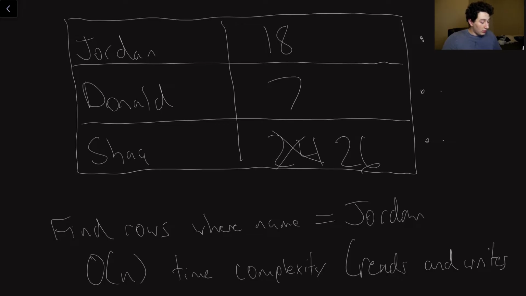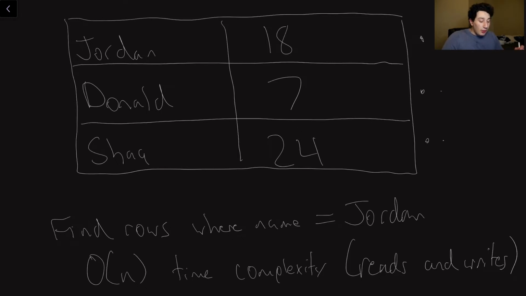Okay, so let me quickly erase this 26 and throw back our 24, because what I'm now going to show is a slightly better design of a database table that would allow us to improve at least our write complexity. So let's say this time, instead of editing Shaq, I want to edit Donald. Normally, in order to make that edit, we would have to find the row Donald in the table and edit it.